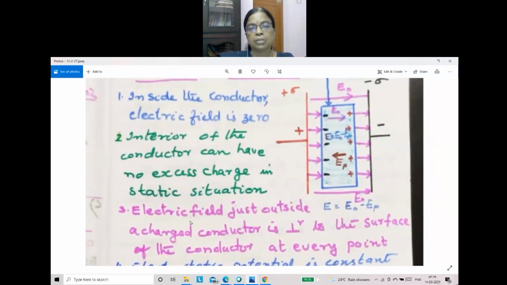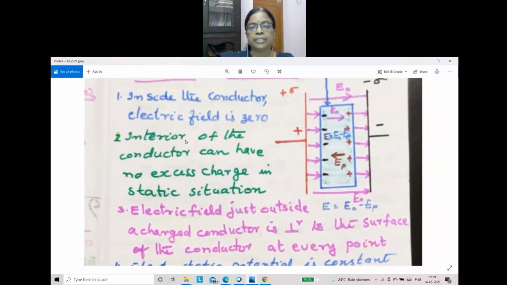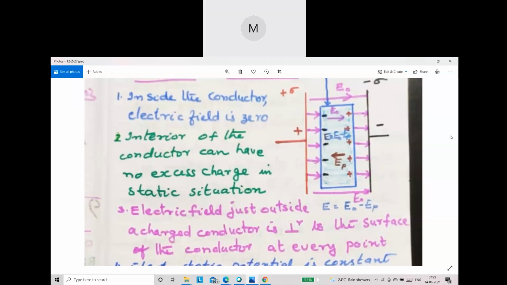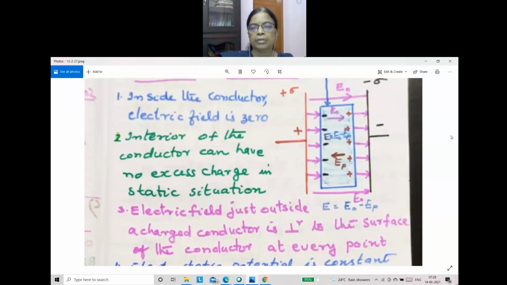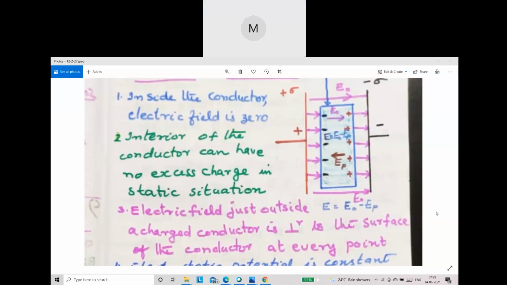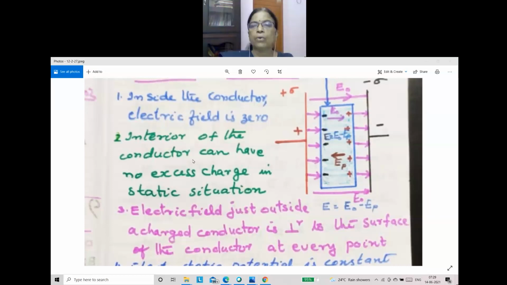Some children are having net problems. For those children, I put up a video class on this, and I will send you the video, and you can listen to that if anybody feels any difficulty understanding this. Yes, these are a number of conductor properties.